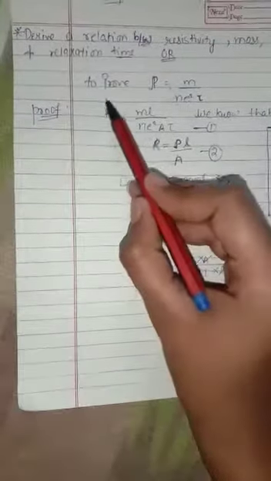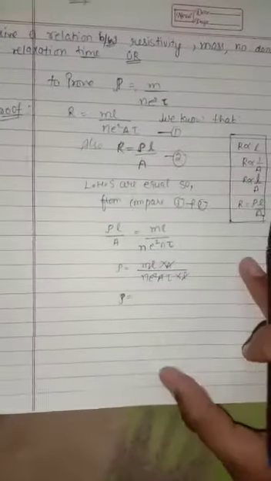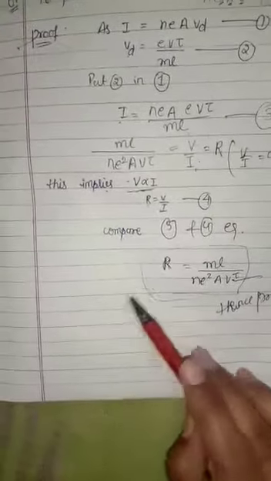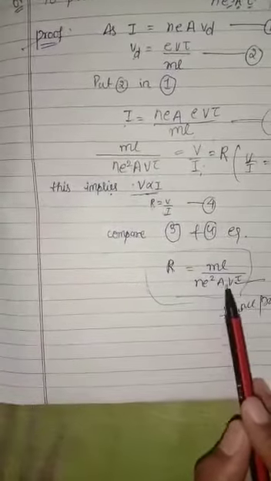As we know the formula of R, which we derived in the previous topic, that is the deduction of Ohm's law. In that topic we found the formula of R, that is R equals m l upon n e square A tau. So we have to use this formula in this topic.